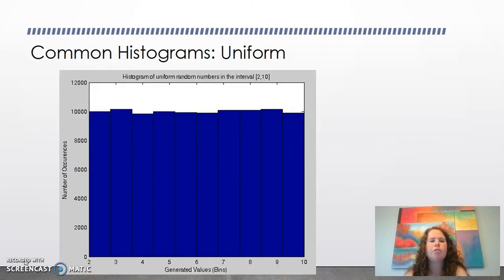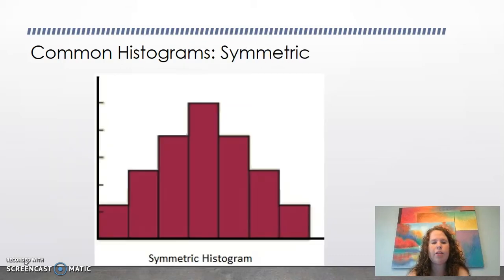So there are 5 common histograms. The first one we're going to talk about is the uniform histogram. The uniform histogram has all of the bars fairly close together in height, so one is not a whole lot greater than the other or a whole lot less than any of the others. A symmetric histogram, you could draw a line right down the middle, and if you fold it together, everything's going to match up directly.